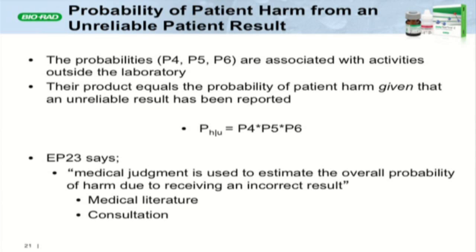P, it looks like flu, P-H-L-U, but it's not flu. This is the one little bit of statistics that I had to fall back on. In statistical notation, the vertical line between the H and the U is replaced by the word given. It's usually what's used to define conditional probabilities. So this is the probability of harm given an unreliable result. You just replace that vertical line with given. Probability of harm given an unreliable result.